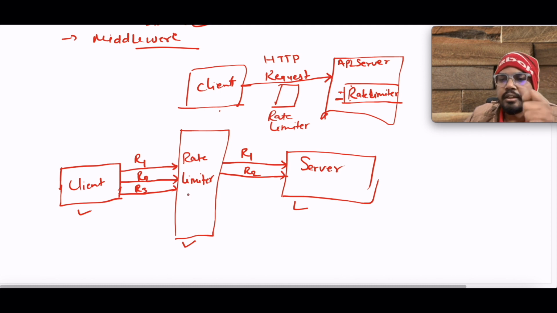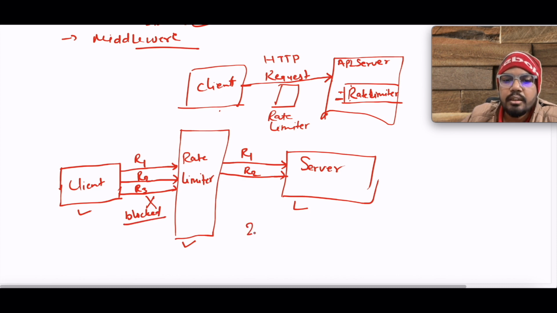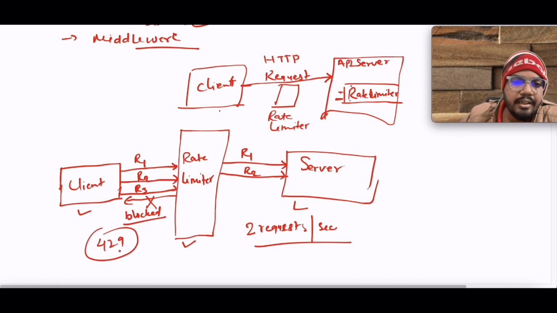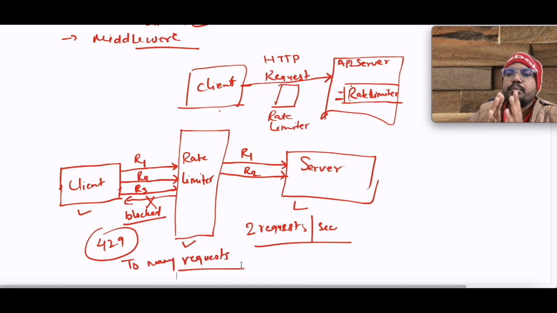Now the third request comes in the same second. Here at the rate limiter it will be blocked and will not reach the server. So the client-server communication will not happen for the third request. It will be blocked because you have configured 2 requests per second. Whenever the third request comes, it will be blocked at the rate limiter and returned to the client with the response code 429, which indicates too many requests. I hope you understand where we should put the rate limiters.